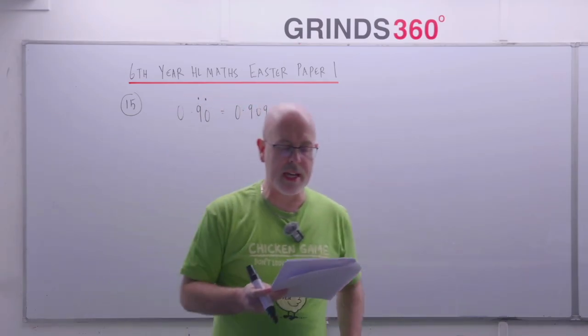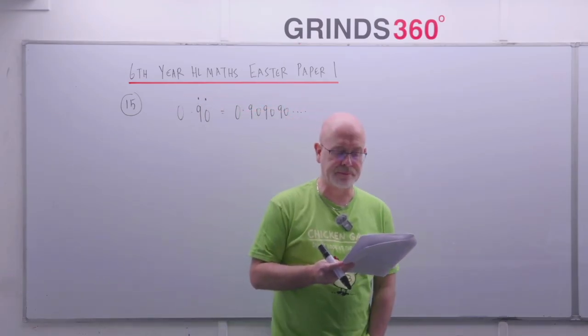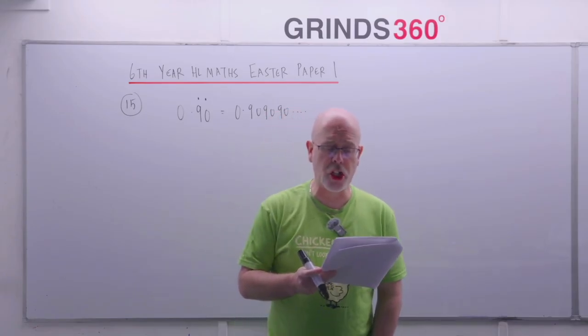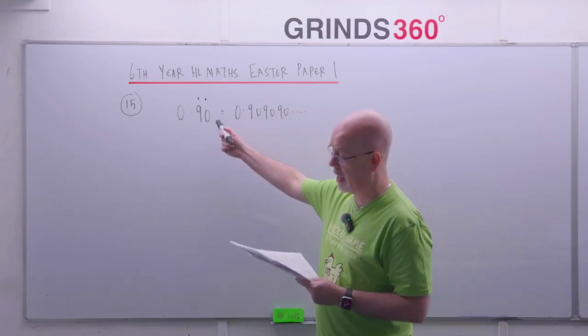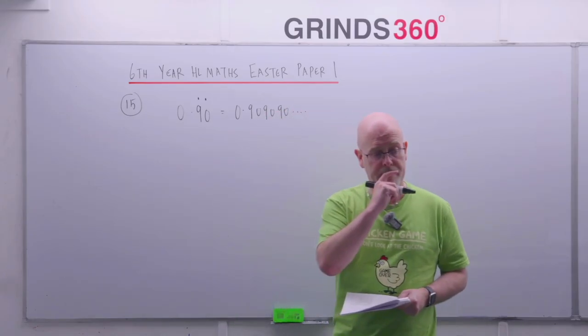So part 1 says use the sum to infinity of a geometric series to show that this decimal here, 0.90 recurring, can be written as 10 over 11. Okay?